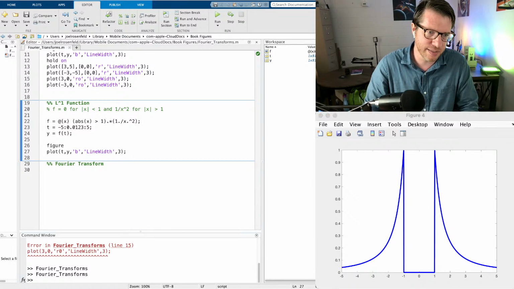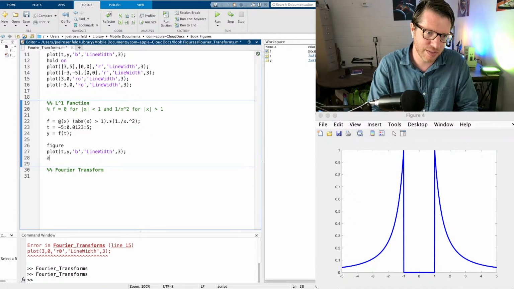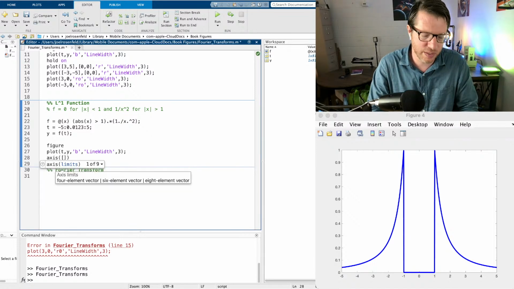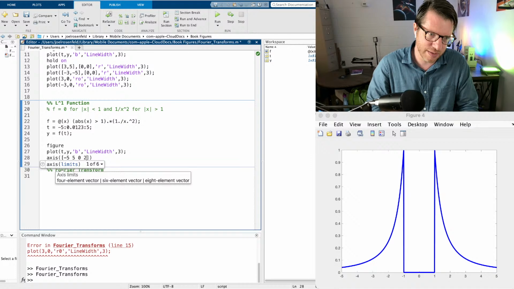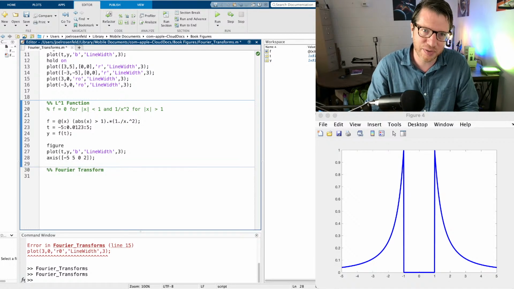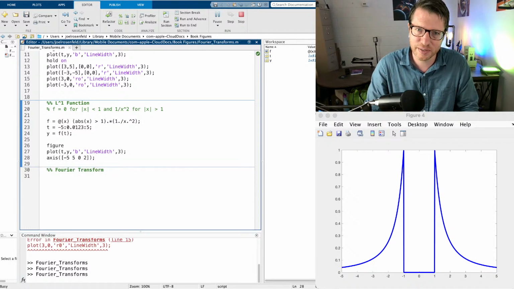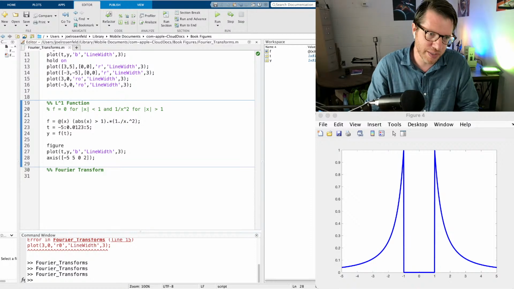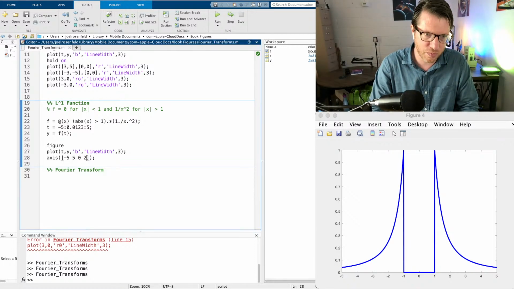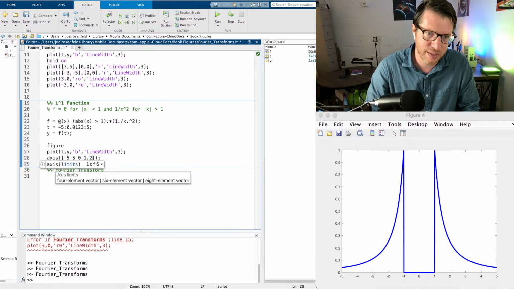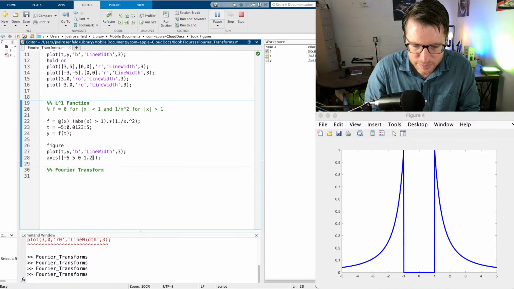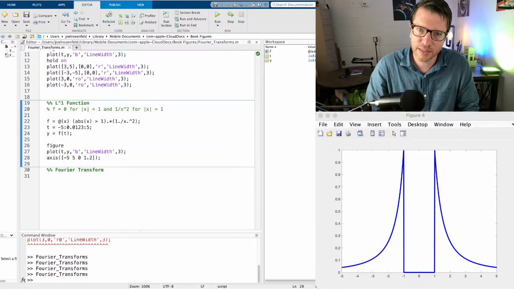Let's take control of the axes. So axis, I'm going to say -5 to 5. We're going to take 0 up to 2. I think that should work, unless I'm misremembering how to do that. Yeah, 2 is too much. All right, so say 1.2. Okay.